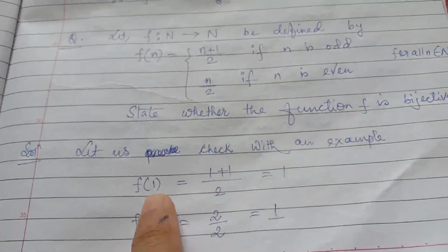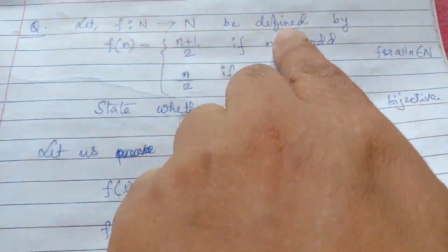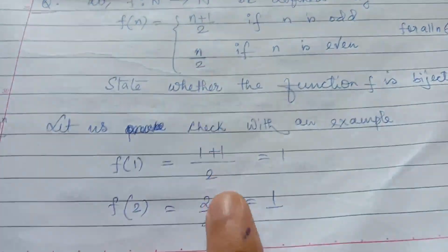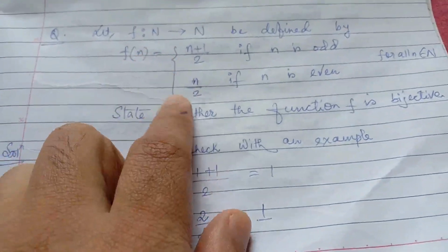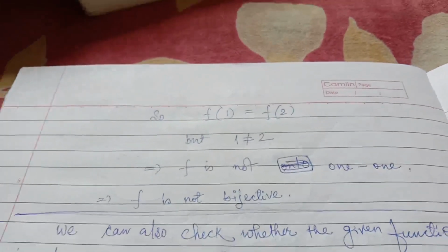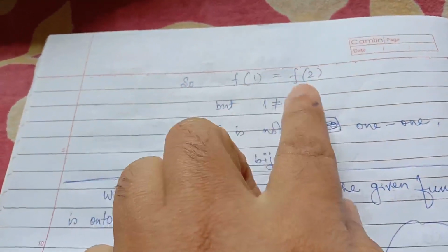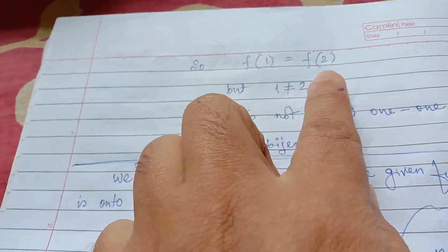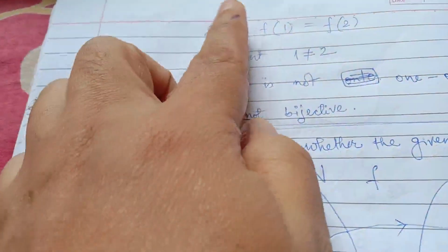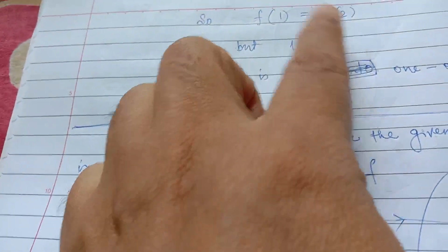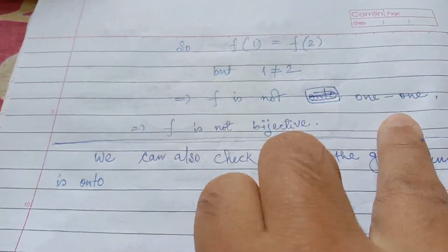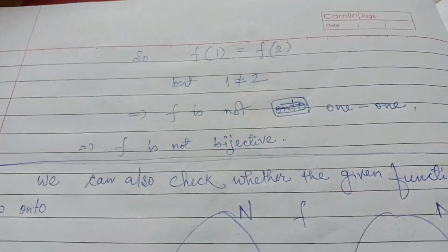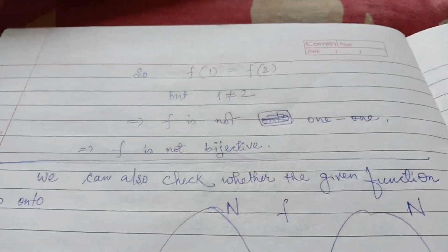Here we have calculated the value of f of 1. 1 is odd, f of 1 will be (1 plus 1) by 2, so 1. 2 is even, f of 2 equal to 2 by 2, so 1. So f of 1 equal to 1, f of 2 equal to 1, so f of 1 and f of 2 are equal. That is, f of x1 is equal to f of x2, but x1 and x2 are not equal, therefore f is not 1-1, and immediately we can say f is not bijective.